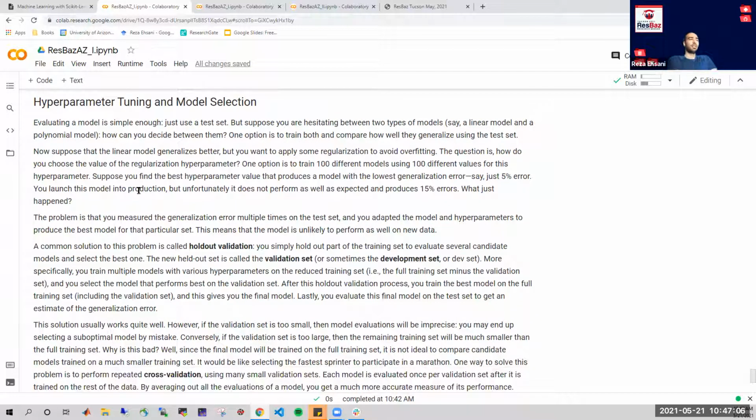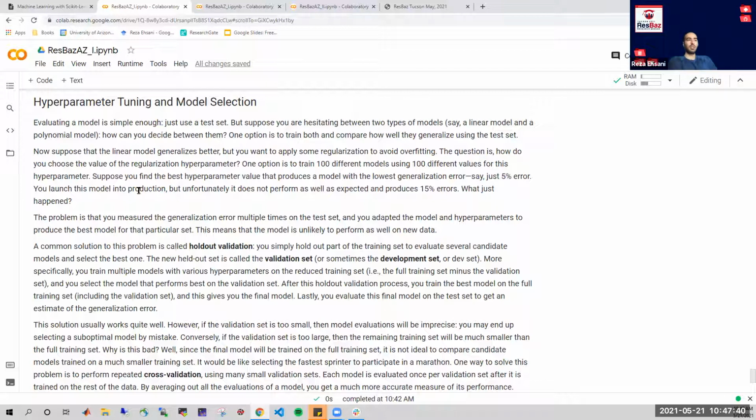So evaluation of a model is simple enough. We can just use a test set, but suppose that we are kind of hesitating between two models, a linear model and a polynomial model. How can we decide which one to choose? For this purpose, a common solution is what is called a validation set. We simply hold out a part of the training set and evaluate several candidate models on this set. And then the model with the best performance on this validation set or development set will be chosen.